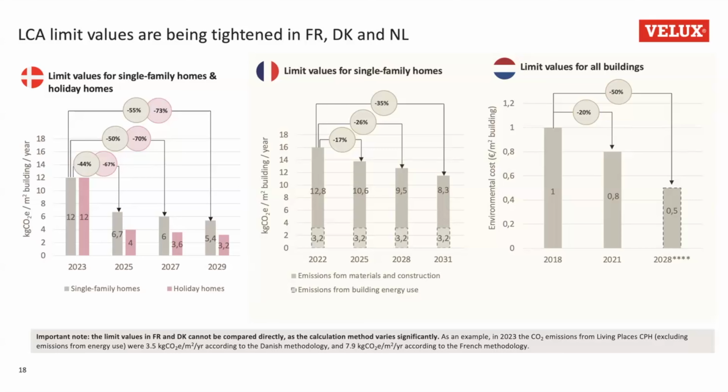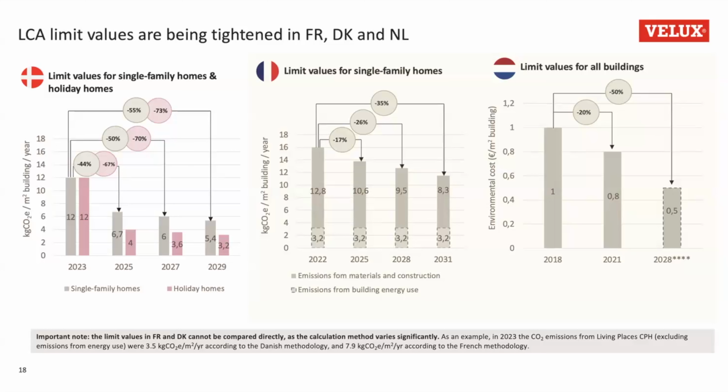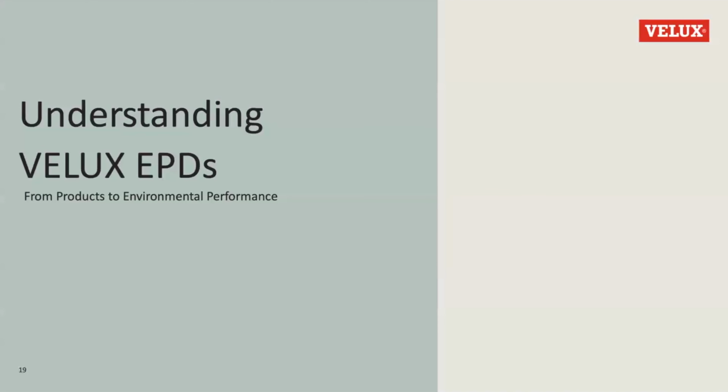So in France, they have a separate limit value for the energy use, and in the Netherlands, they have a completely different unit set for their limit values called environmental cost. So there are different approaches to this, but what is common between these countries is that the limit value will decrease with time. And then I think it is time for Elham to come over. Yes, so we'll just be changing faces here.